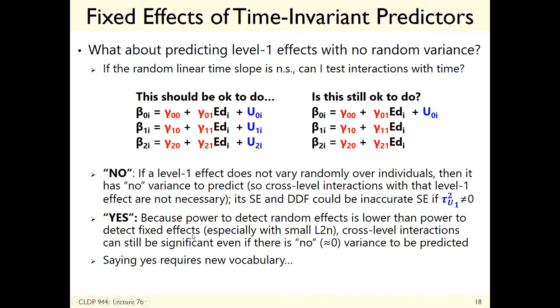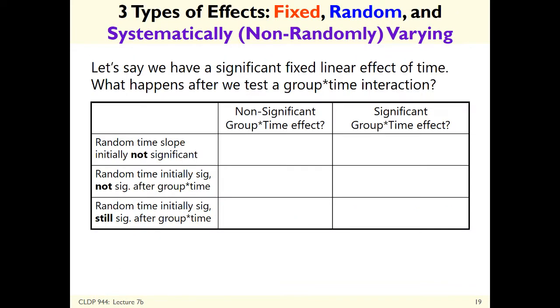People on the other side of the fence say, well, it is hard to predict random things. It's hard to find random variances, particularly with not a lot of people. So if you have a small study, and the whole point of the study was to predict individual differences in change, even if you can't find random differences, you can still try to find systematic differences. And that's the side of the fence that I fall on. I think you can do this, it just requires more caution. To do this requires new vocabulary. The idea is systematically or non-randomly varying.